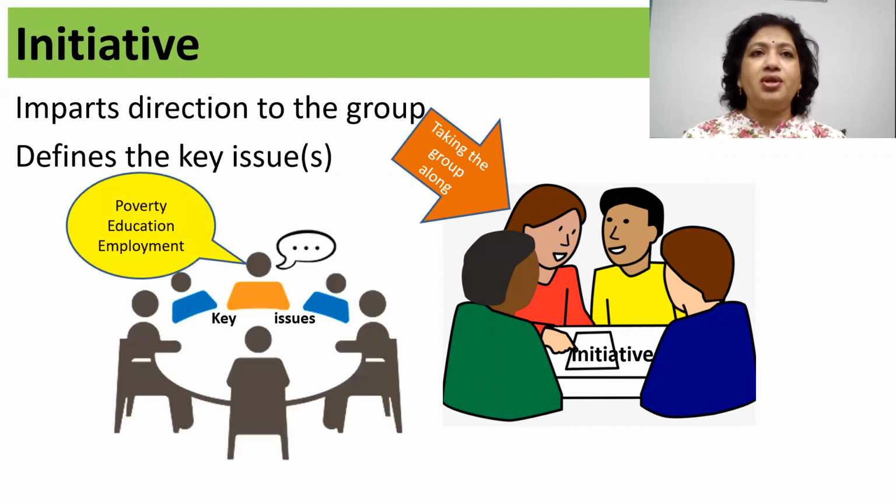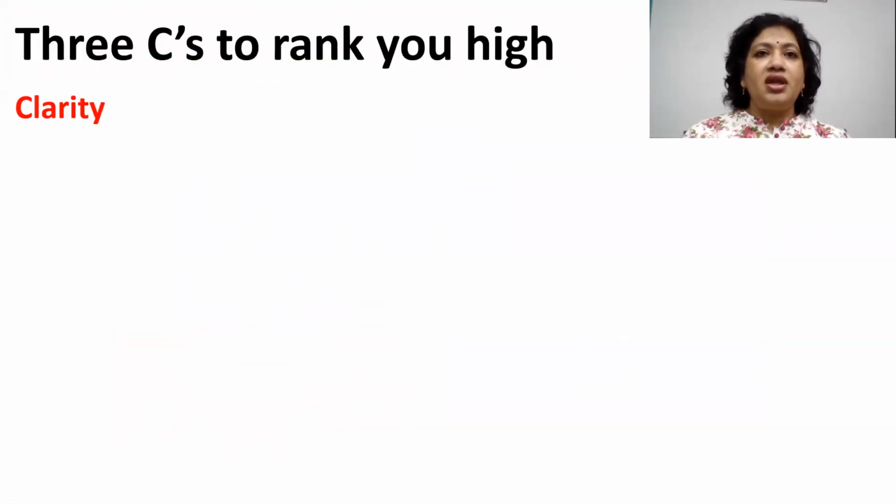Say for example, in your school or college, the principal comes and you have HODs and then you have faculties. This is your principal, these are your HODs, and these are your faculties. Then the key issue, who is the one who is taking the meeting? The principal. So the principal is addressing poverty, education and employment. So the initiator has got all these advantages. More we are going to see later on.